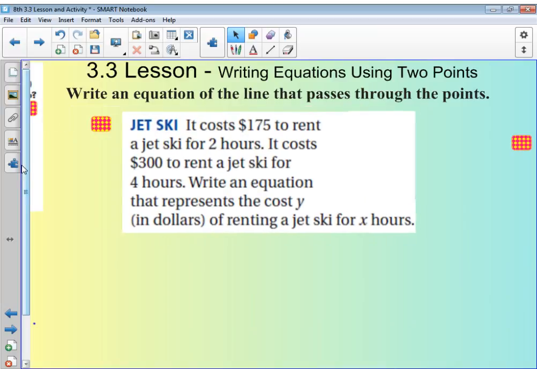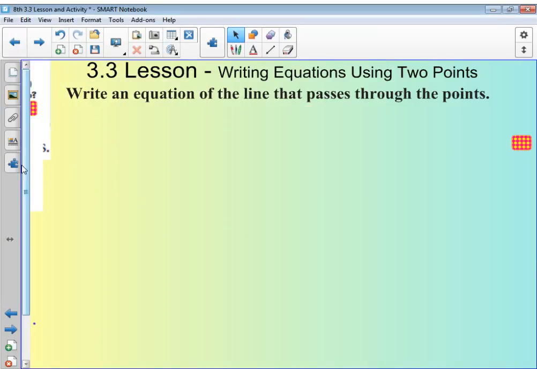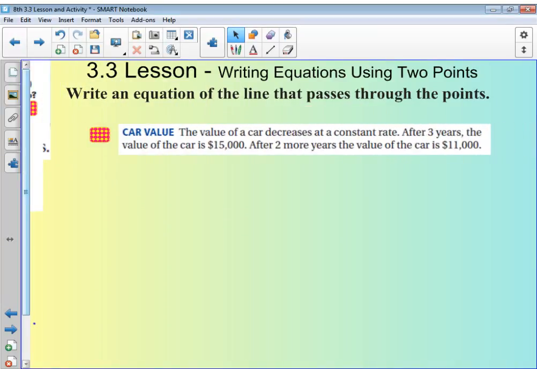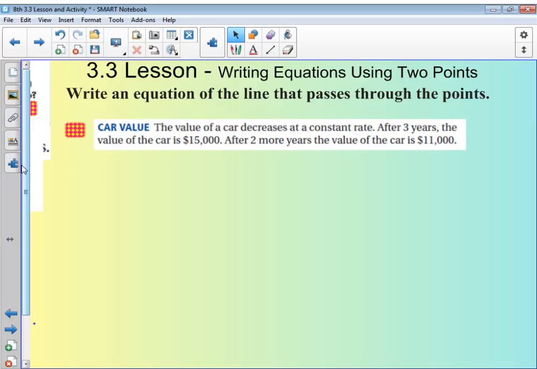And this time we're going to be working with a scenario of a car. So this is something that will probably fall into play for many of you in the next few years. So it says car value. The value of a car decreases at a constant rate. So the key thing is it decreases, it goes down in how much it's worth. It says after 3 years, the value of the car is $1,500.